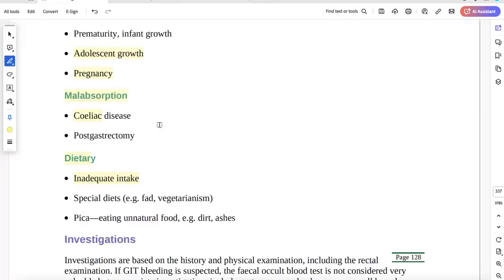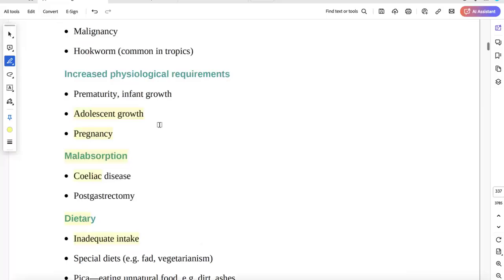Is there a lack of dietary intake? Is the patient bleeding heavily? Is the patient having malabsorption? Okay.